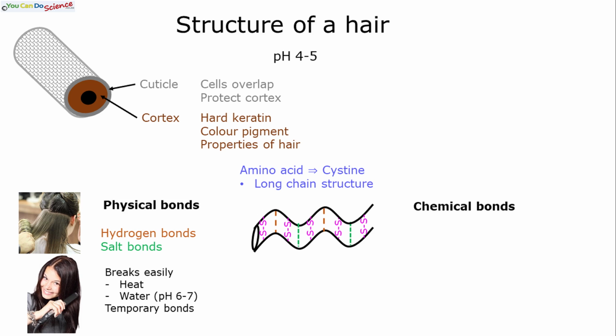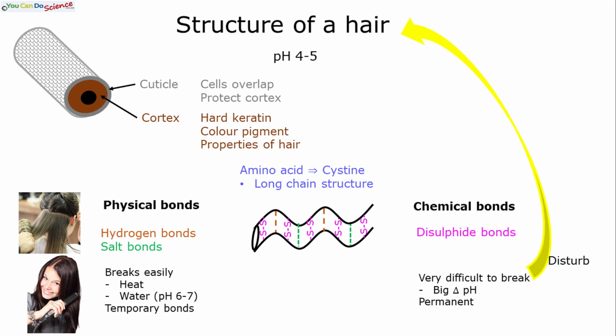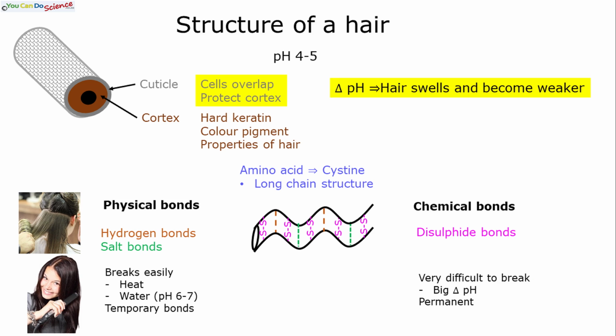Chemical bonds form between 2 sulfur atoms. These disulfide bonds that also occur in cystine do not break easily and are permanent. Only a big change in the pH can alter the structure of a hair to bring about a permanent change, because it makes the hair swell up, causing the cells of the cuticle to lift up so that the chemicals can reach the cortex.